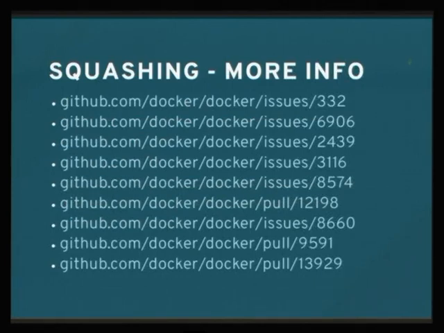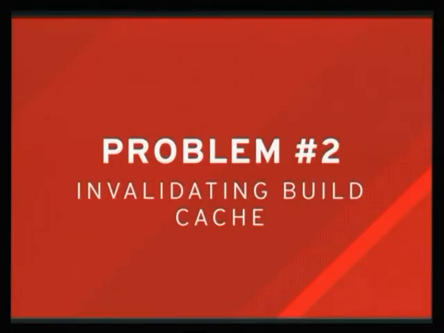If you are interested to know more, these issues are all related to squashing. For example, here is issue number 300, which is two years old, and it's still not fixed. So squashing with Docker is still not possible. There are also some pull requests, which were done by a Docker employee, and they were not merged, pity. Okay, let's move to another problem, and that is invalidating build cache.